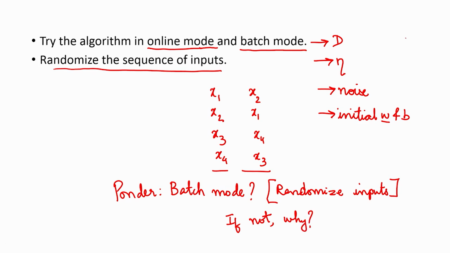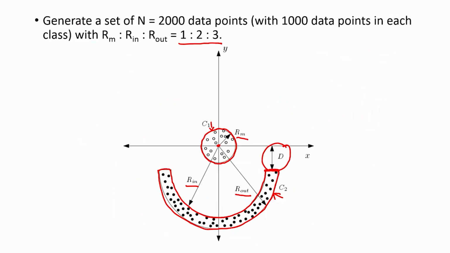Trying out all these would actually give you more insights on the batch mode and online mode of the perceptron algorithm, and it will make you more comfortable with this algorithm. So, we encourage you to try out all these. We have given you the values of the ratio in which you can choose multiple values for Rm, Rn and Rout. You can choose various values of D.